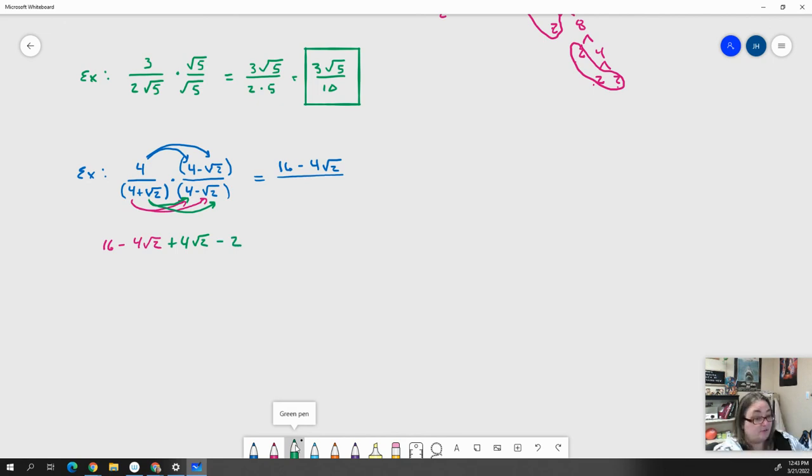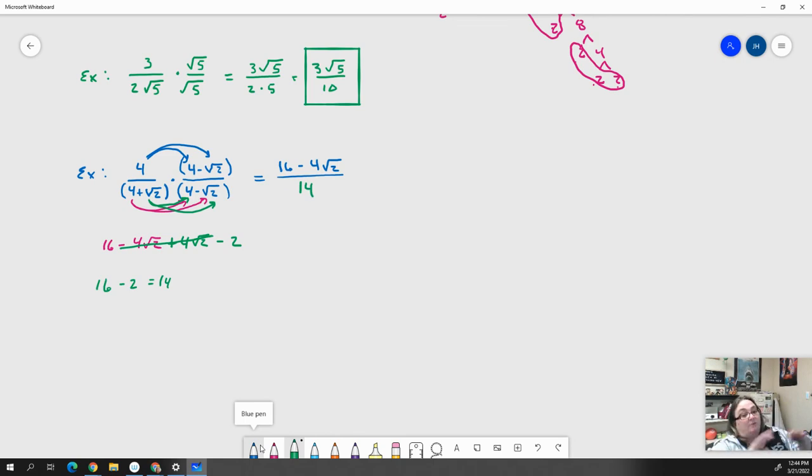And if you look at this, you can see why we choose the conjugate. Because here I have 16. Well, I have minus 4 radical 2 plus 4 radical 2, and that part just equals 0. So I wind up with 16 minus 2, which equals 14. And so what we put under here is that 14.